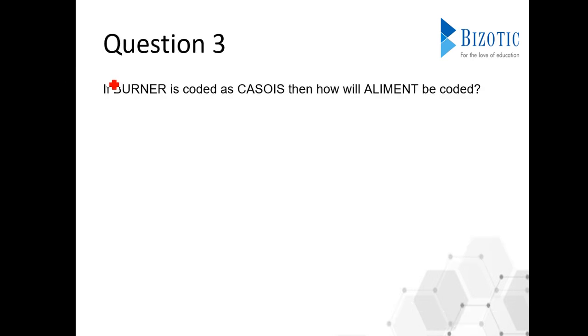Let's solve the third question. This is also a letter coding question. If burner is coded as CASOIS, then how will element be coded as? Let's solve this.